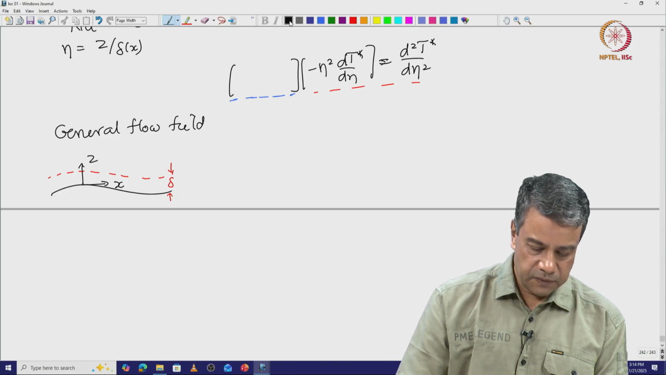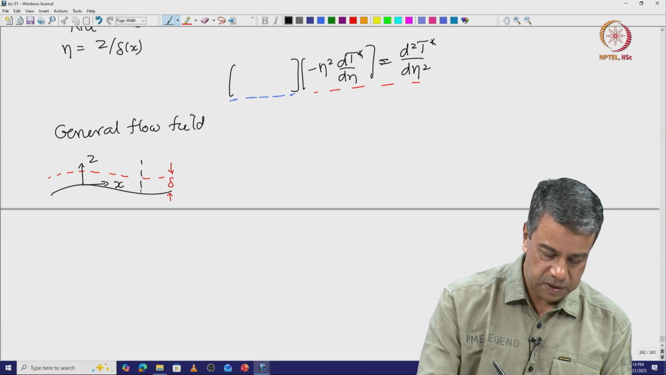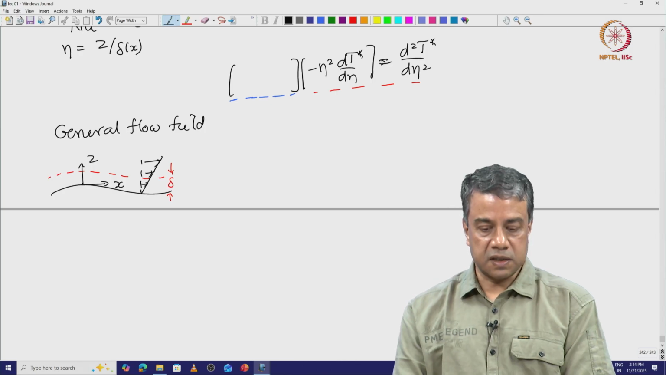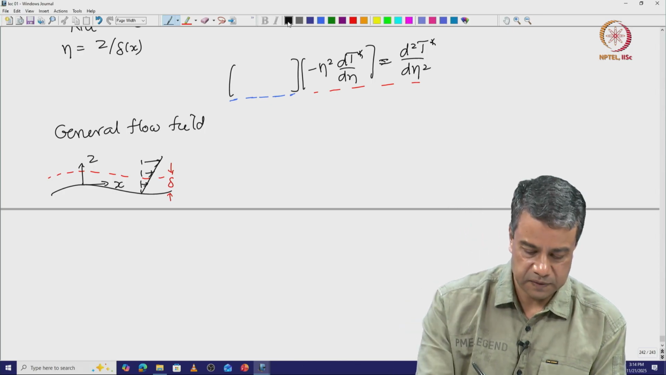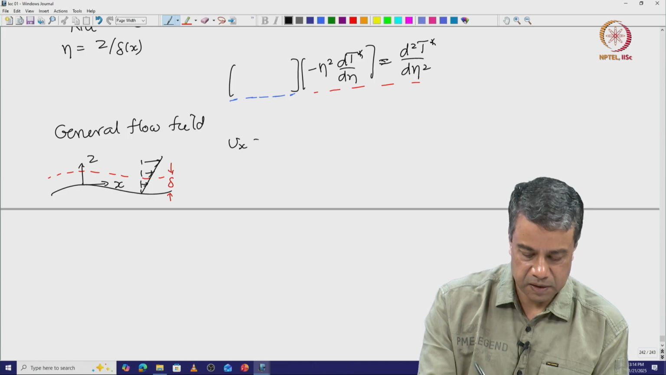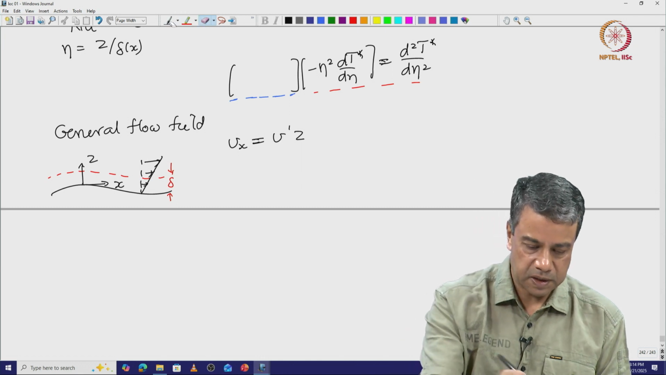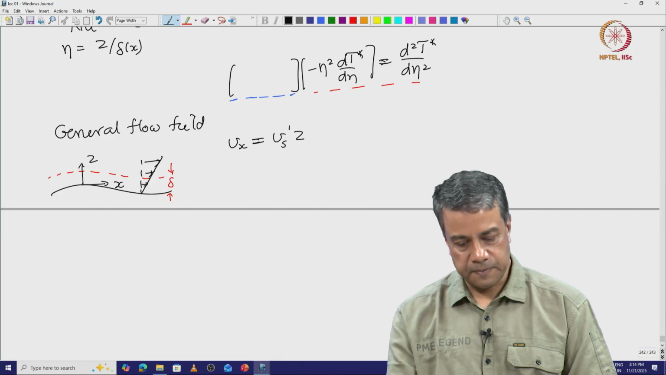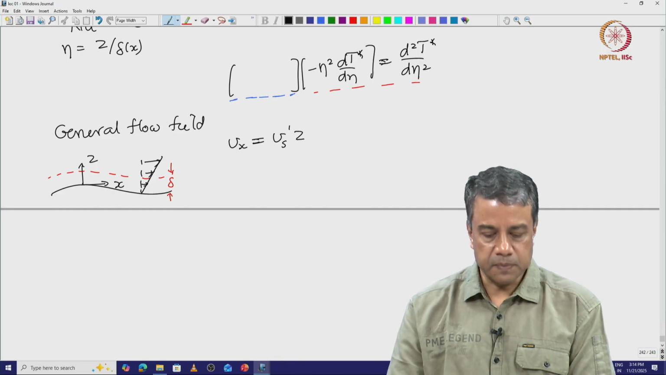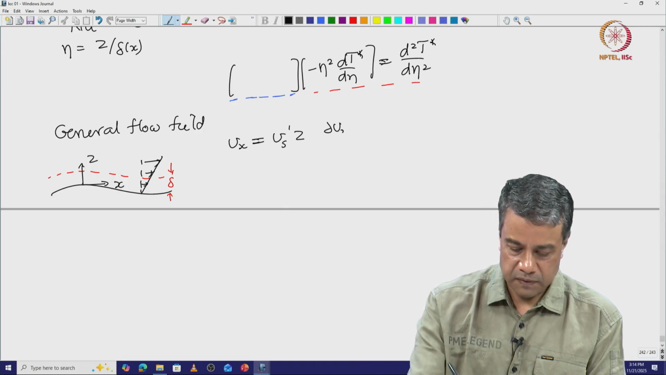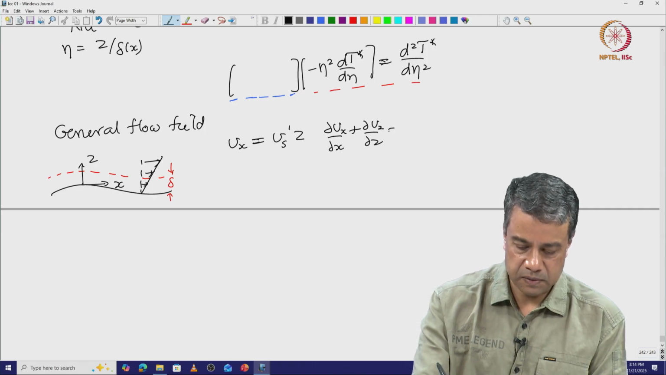If you have a no slip condition at the surface, then you would expect that the streamwise velocity will increase linearly from the surface. Therefore, the velocity Vx is going to be equal to some velocity gradient Vs prime times z. For an incompressible flow, we also have the mass conservation condition: partial Vx by partial x plus partial Vz by partial z is equal to 0.